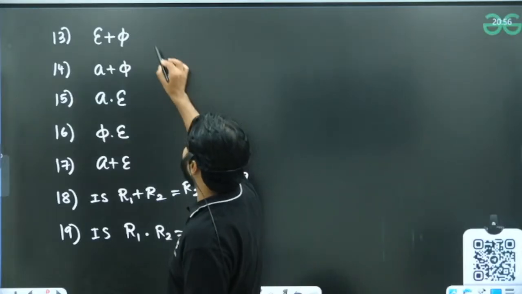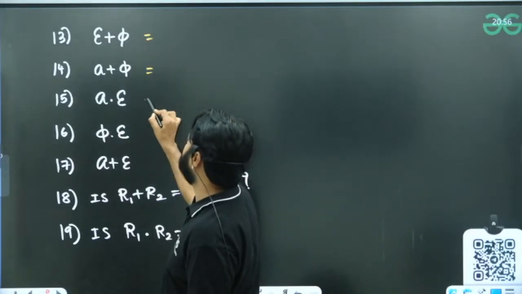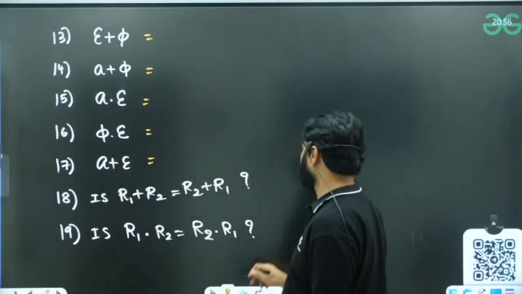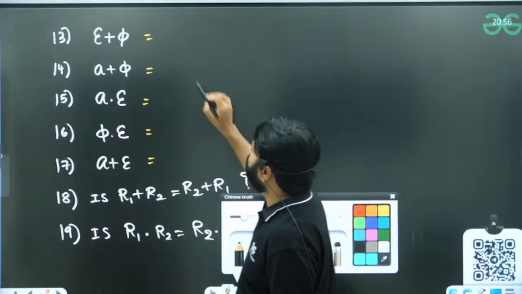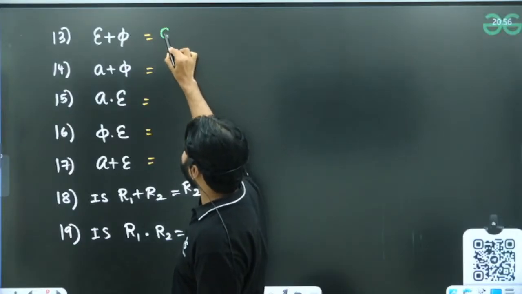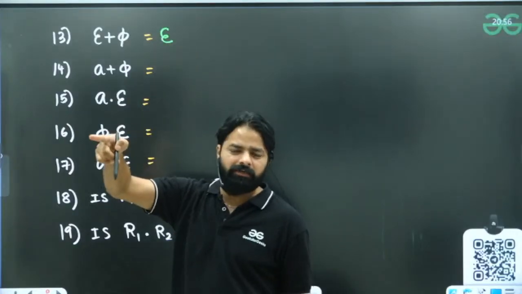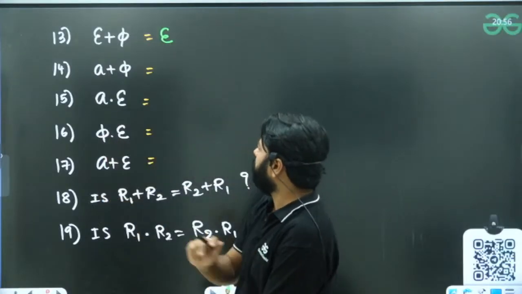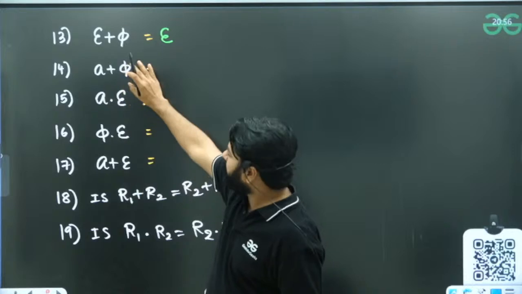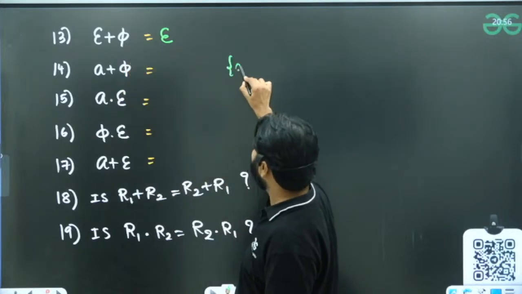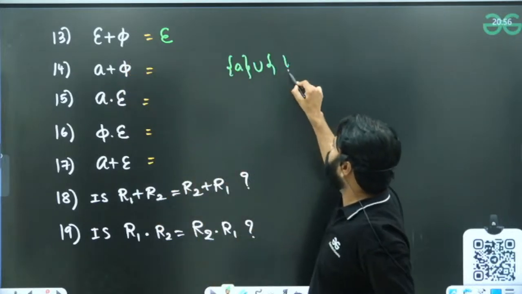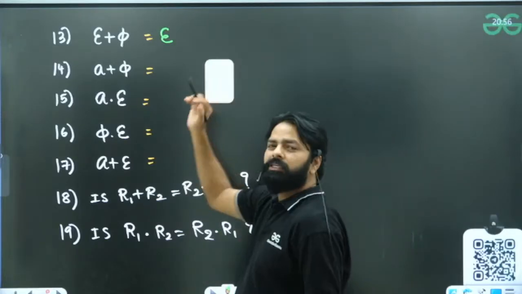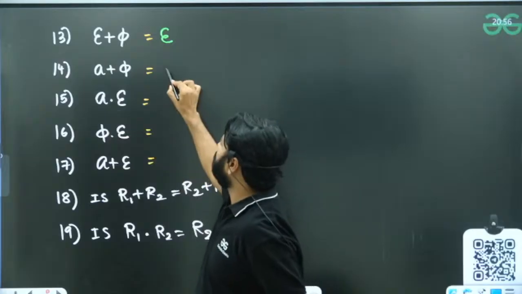Epsilon plus phi. What will be your answer? Check it. Can you simplify? Yes, you get epsilon, because phi can't generate anything. It's just epsilon. A plus phi, again phi cannot generate anything, just like A union empty set. What will you get? A only. So phi has no importance while doing the union.